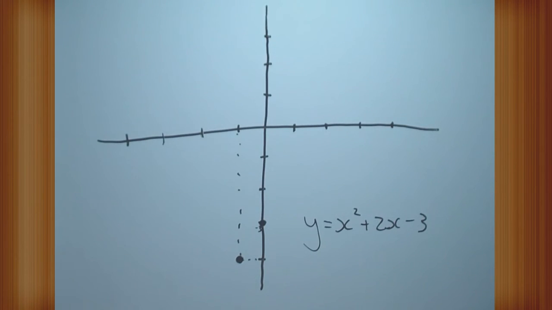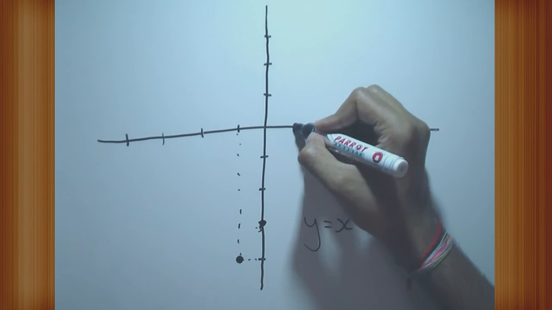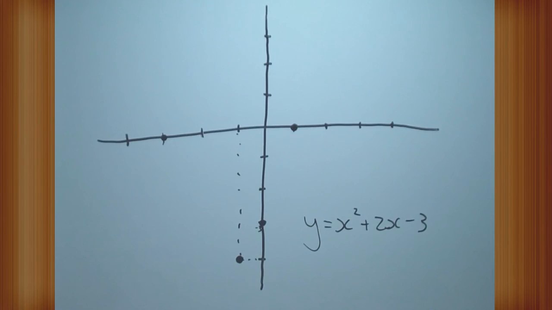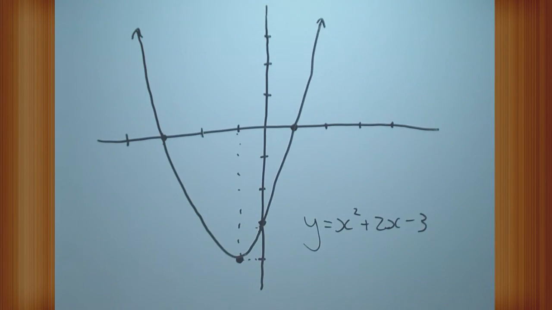Now let's put our x-intercepts onto the graph. Our x-intercepts are at 1 and minus 3. So here's my 1 and here is my minus 3. And now I just need to join the dots. So I will get this graph over here. And don't forget to label all your points. So we will end up with this. And we have graphed our function.